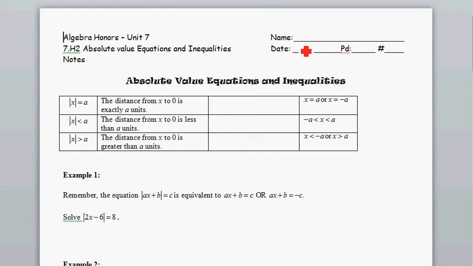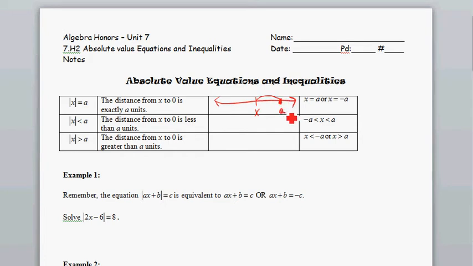All right, the objective of this lesson is to talk about solving absolute value equations and inequalities. When we've solved absolute value equations, we want to know the distance x is from exactly a units in this situation up here. So on a number line, we go ahead and draw a number line. We've got x, and we're going to go a units.